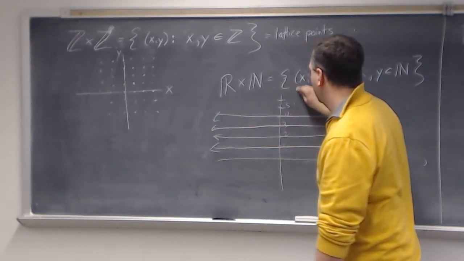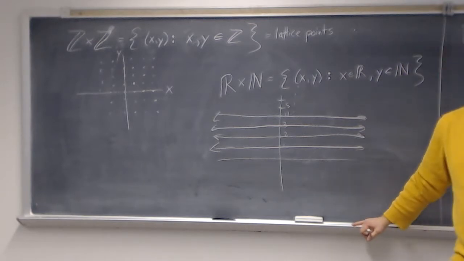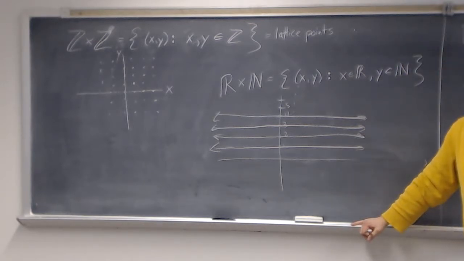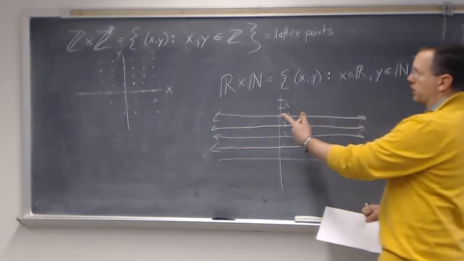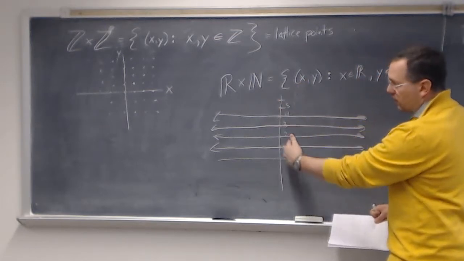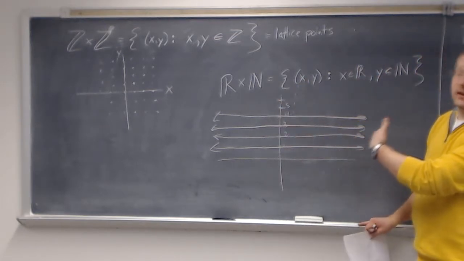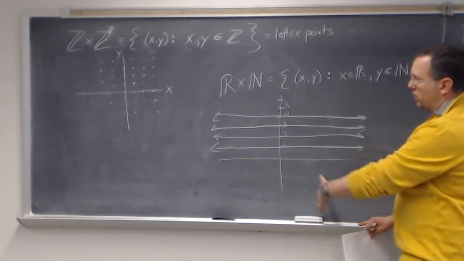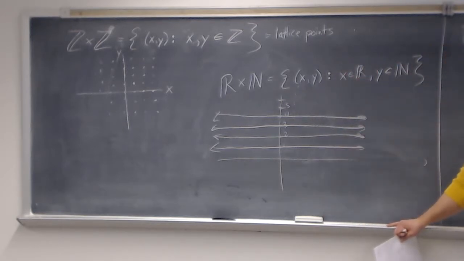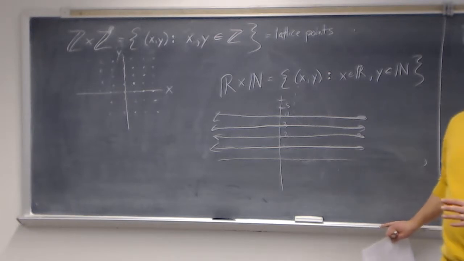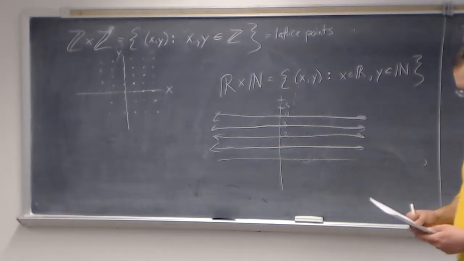and so on. If you reverse the order and did natural numbers cross real numbers, it would be vertical lines instead? Exactly, because in ordered pairs the order matters, so the first coordinates would be natural numbers. It'd be like a line at 1, line at 2, line at 3, line at 4. Okay. All right, any questions? Any questions? Okay.